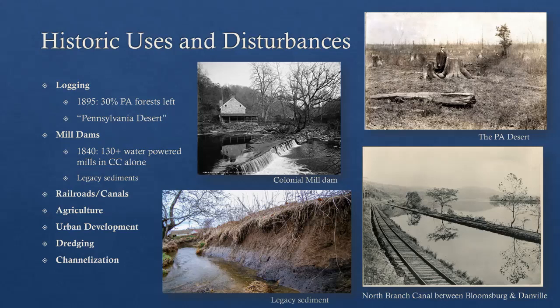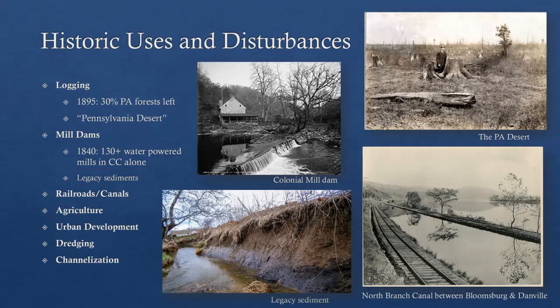Another important note, especially here in Columbia County, because we are such a rural area, we had a lot of mill dams. So back before we had energy sources, each home had to develop their own sources of energy. So a lot of them would live next to a stream, dam it up, and use that water energy to mill their grains or just power their home. So actually in 1840, the height of the mill dam era, there were over 130 water-powered mills just in Columbia County.